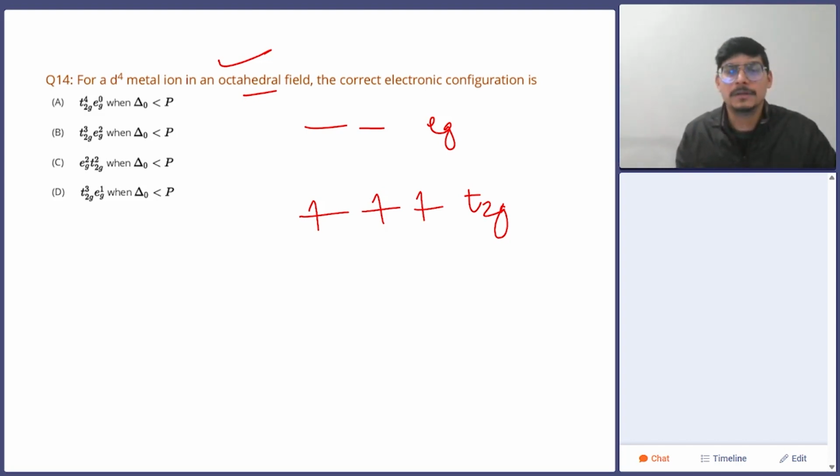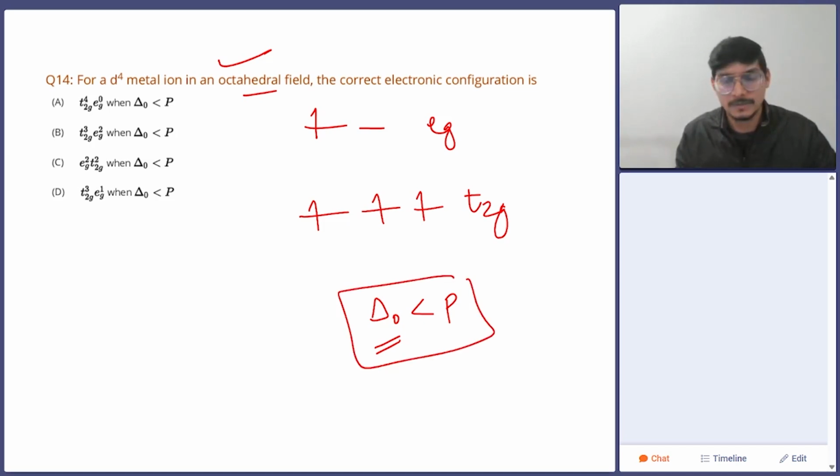Obviously, if the pairing energy is high, we will not spend it, and we will send the 4th electron up here. So if pairing energy is more, we will spend what is less, right? Because energy is precious. So if pairing energy is more and the crystal field splitting parameter is less, the 4th electron will be sent here. Now you remember it happens in the case of weak field ligand, right? So for weak field ligand, delta O is less than P.